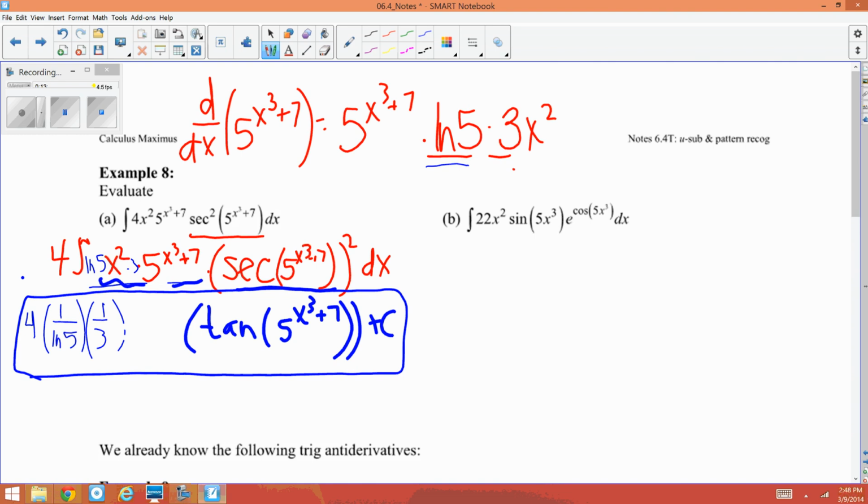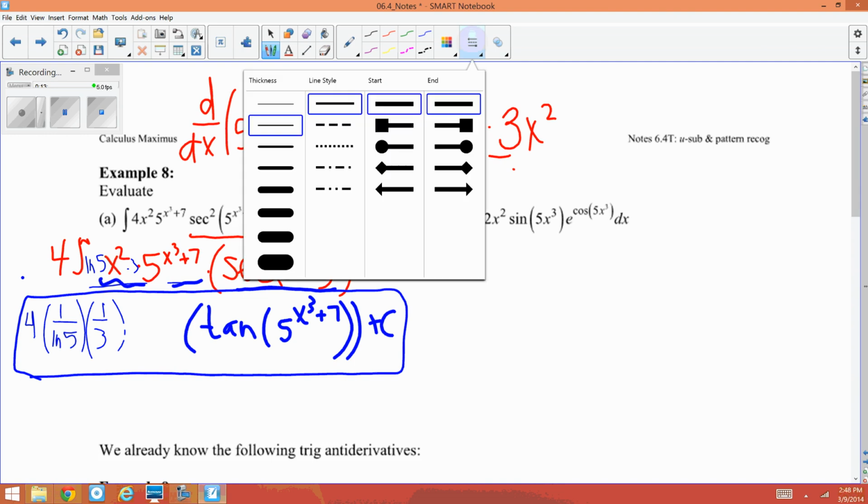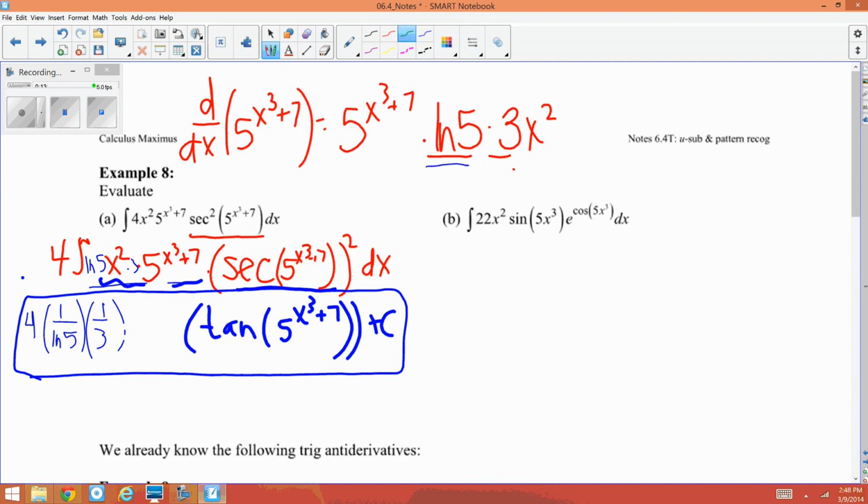Now, this one here, we have a lot going on, right? And this is what you're thinking. I'm going to write it small because it's what you're thinking. You're thinking, all right, which of these looks like the messiest function I have? Probably this, e to the cosine of 5x cubed. So what would be the derivative of that?